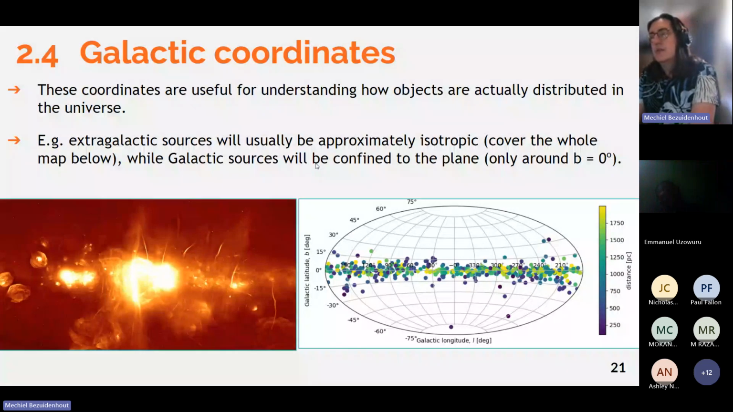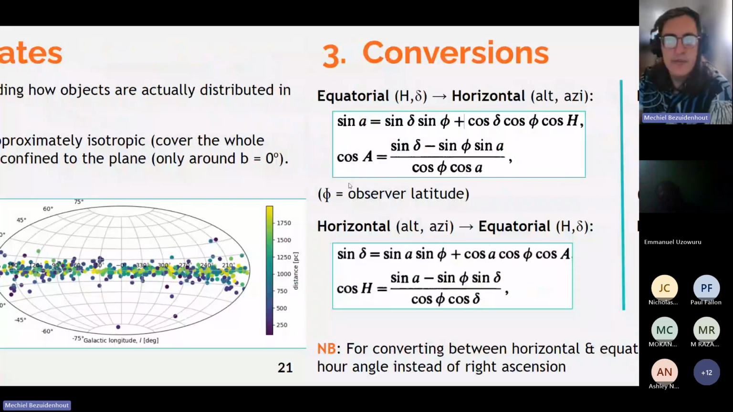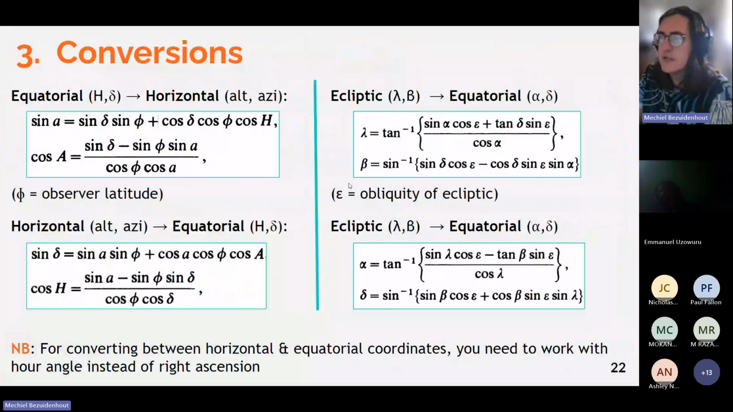So here are the equations that you can use for converting between these different coordinate systems. I'll send around these slides. If you want to, you can use these equations later, or otherwise, if you just search for this or look in any astronomy textbook, you will find these equations as well. But I just want to walk through some important facts about them.